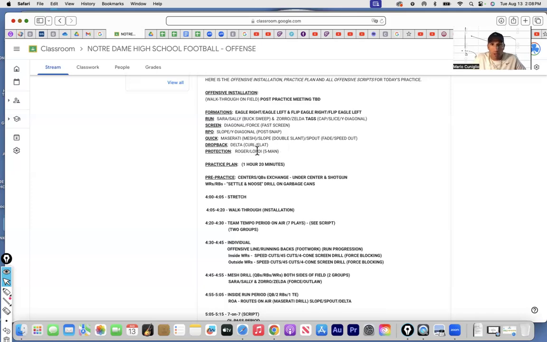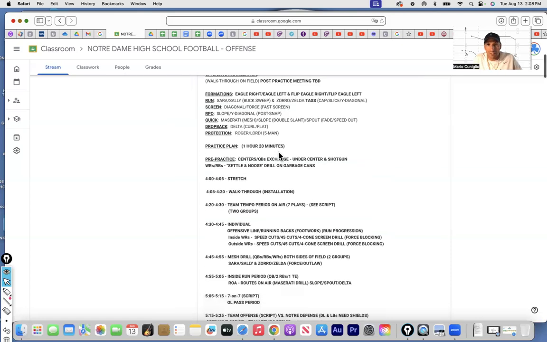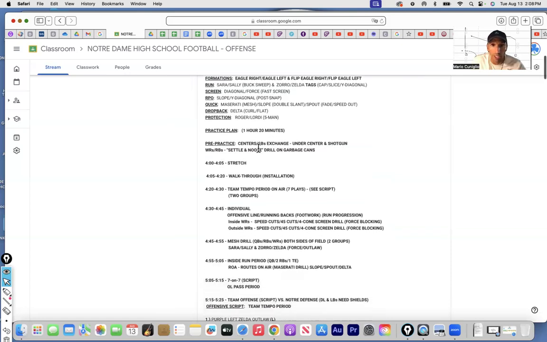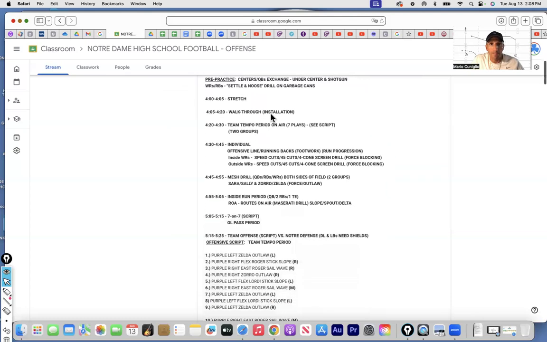Drop back stuff was delta, which is our curl flat, where we have our receiver who's going to stem. We call it a burst release, where he's going to lose 2. He's going to push to 12 and come back to 10, and then we'll have somebody in the flat. Protection for the offensive line is the same. 5-man protection is Roger or Lordi. We're hour 20 minutes today.